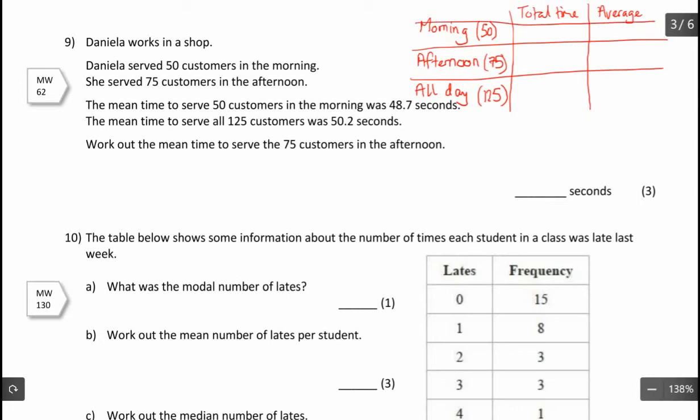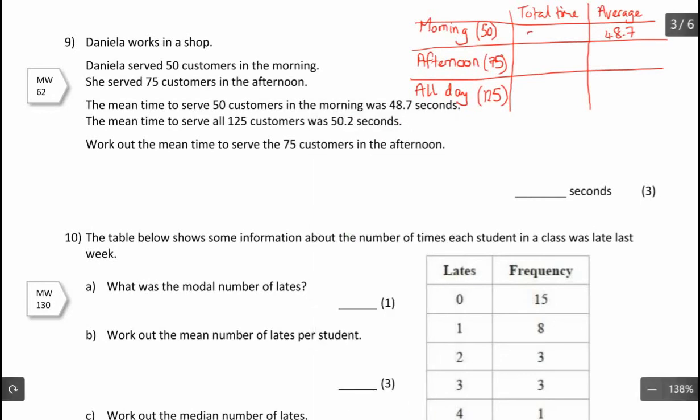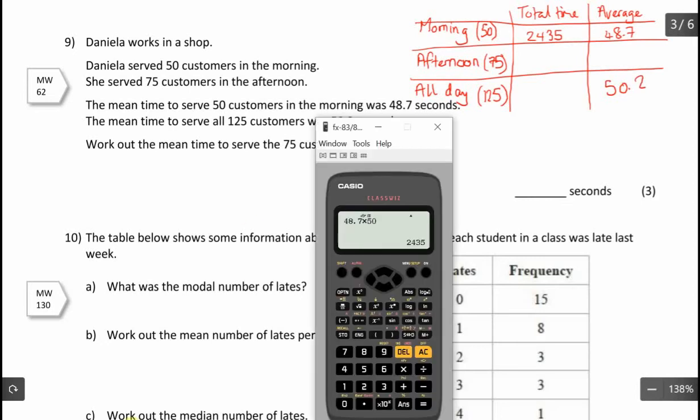So the average we're told for the 50 was 48.7 seconds. Now we can work out the total time by doing 48.7 times 50. So you put up a calculator. So that's 2,435 seconds. And we can do that for the all day customers as well. So we're told 50.2 seconds was the average. We times that by 125. That's 6,275.